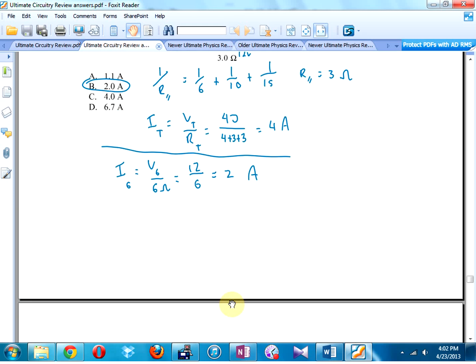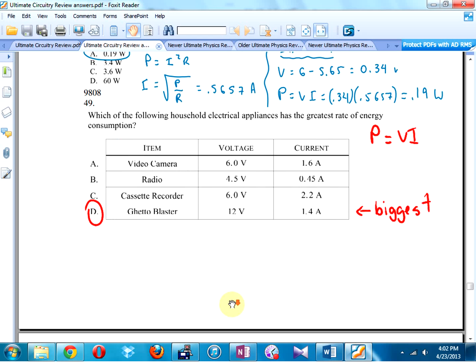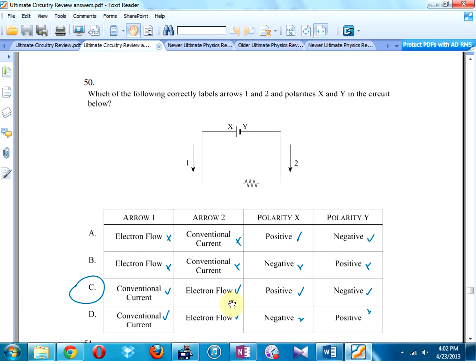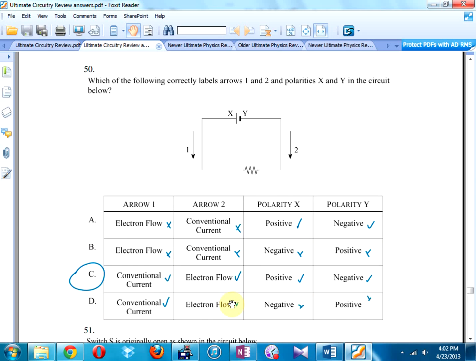We're near the end here. Yes, yes, yes. Make sure you know the difference between conventional current and electron flow. Conventional current is which way the positives would flow if they could. Electron flow is actually in the negative direction.